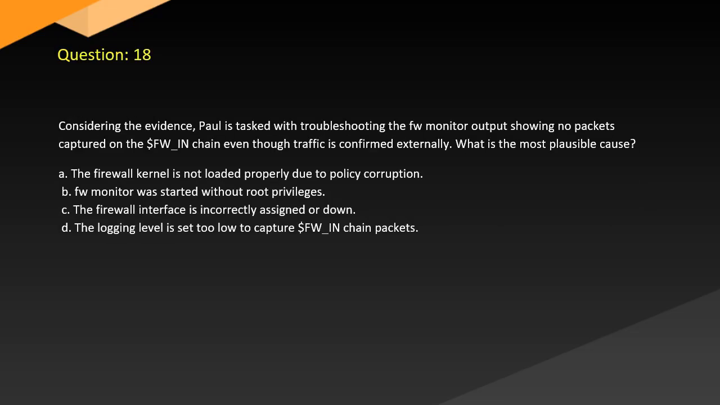Question 18. Considering the evidence, Paul is tasked with troubleshooting the fw monitor output showing no packets captured on the fw monitor chain even though traffic is confirmed externally. What is the most plausible cause? A. The firewall kernel is not loaded properly due to policy corruption. B. fw monitor was started without root privileges. C. The firewall interface is incorrectly assigned or down. D. The logging level is set too low to capture fw monitor chain packets.